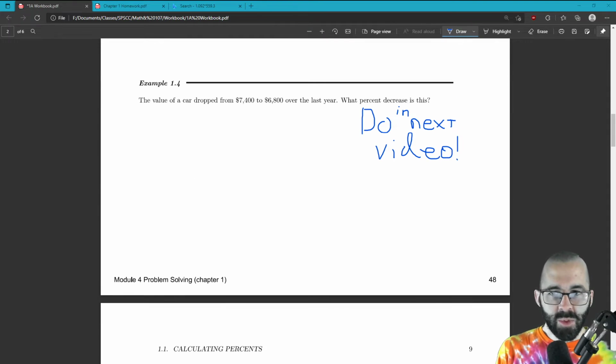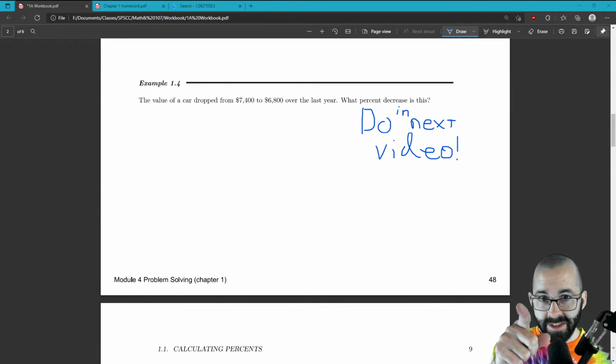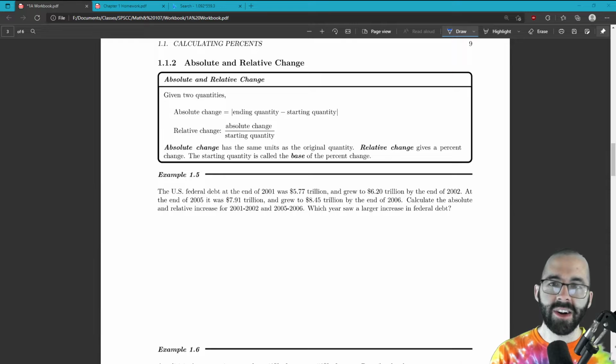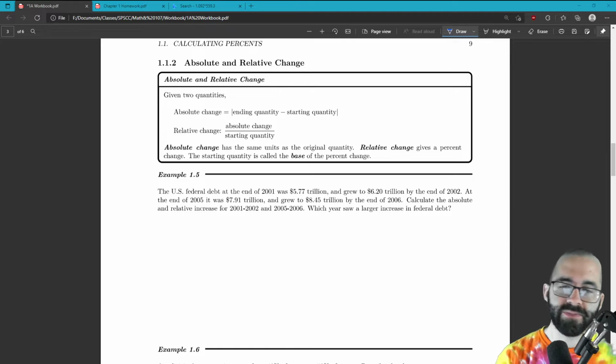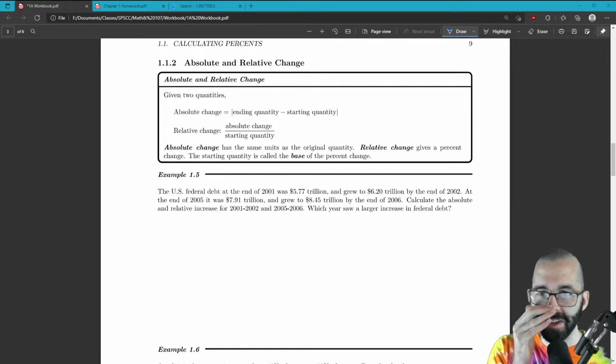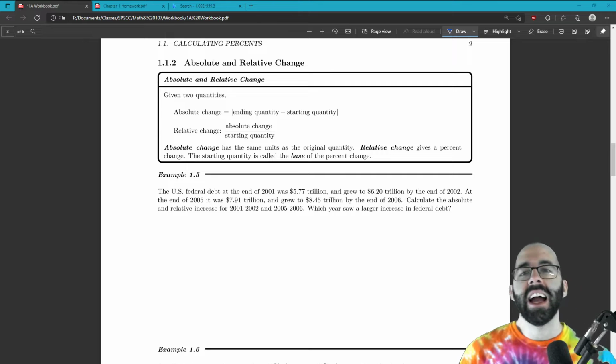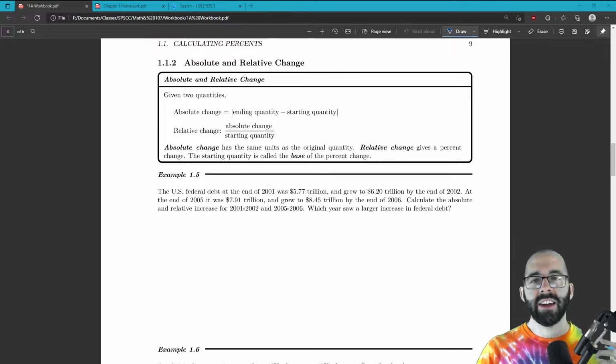Right, see, we skipped 1.4, but we're going back for it. Don't worry. But first, I want to talk about absolute and relative change, because that's what 1.4 is all about. So absolute change is just the difference, right? Where do we start? Where do we end? What's the difference? We have absolute value signs right here.